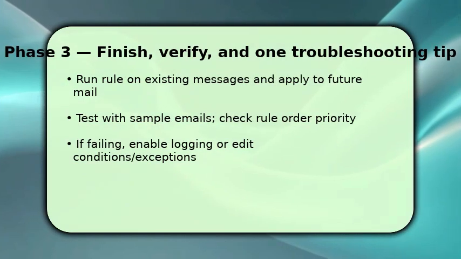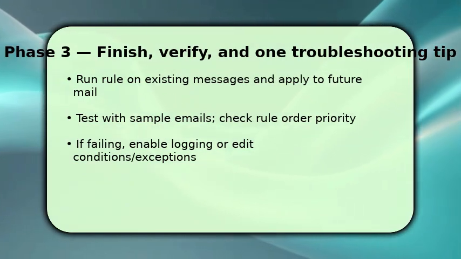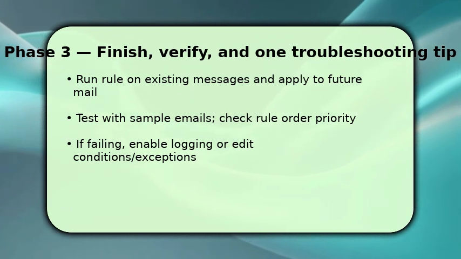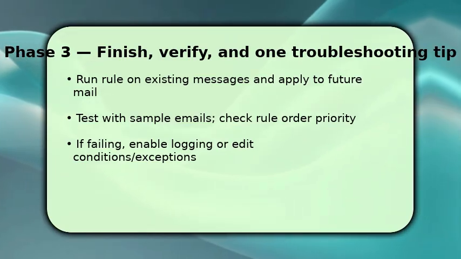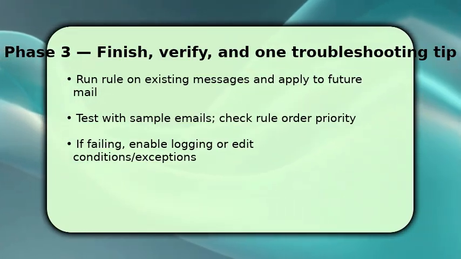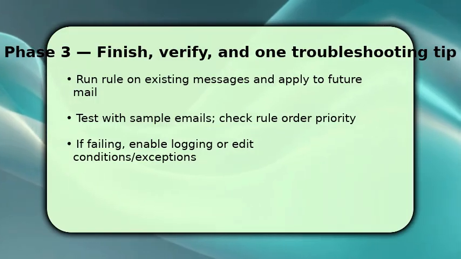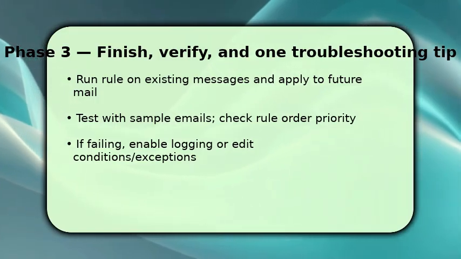Apply the rule to existing messages and enable it for future mail, then send sample emails to test how it behaves. You should check rule order in the list. Outlook processes top to bottom, so reorder if another rule preempts this one. Once satisfied, save and close.